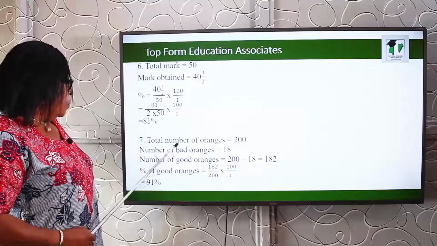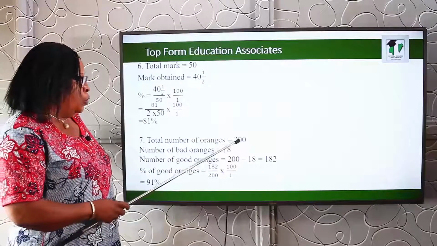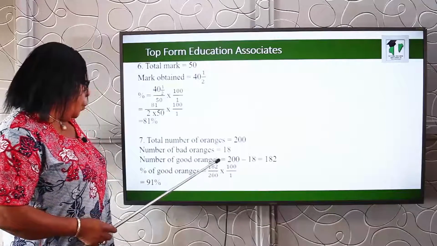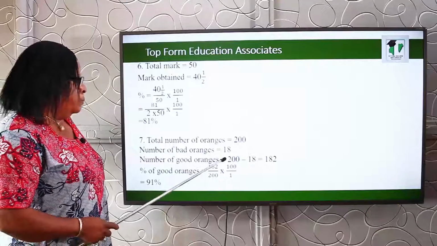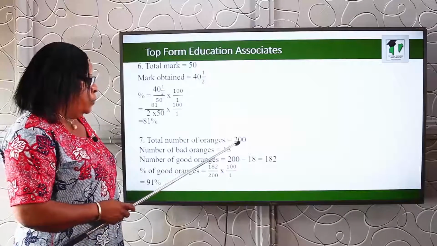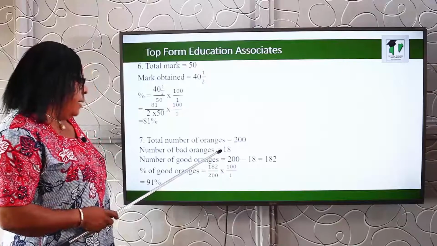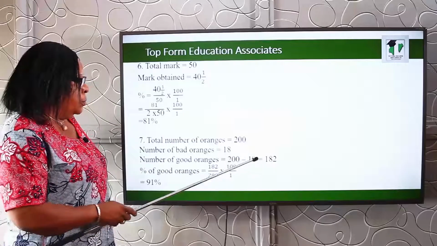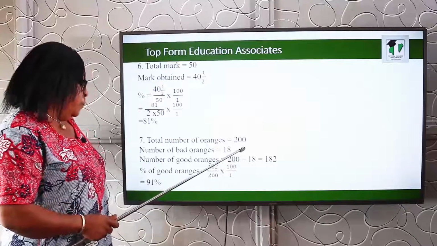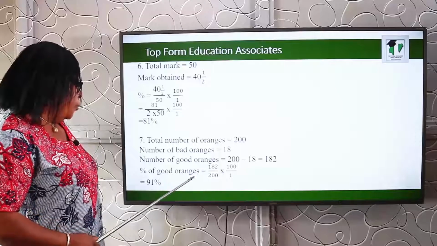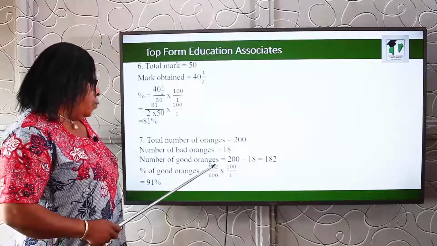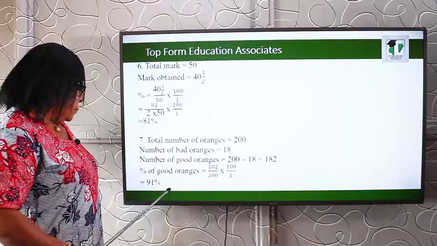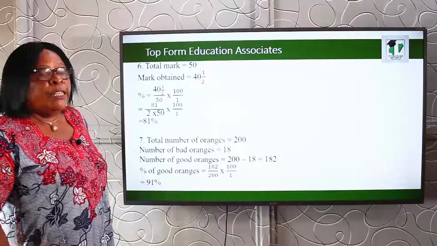Finally, number 7, the total number of oranges is equal to 200. The number of bad oranges is 18. So the number of good oranges will be the total number of oranges, 200, minus the number that is bad, which is 18, giving us 182 oranges. So the percentage of good oranges will be 182 over 200 times 100 over 1. That gives us 91%.